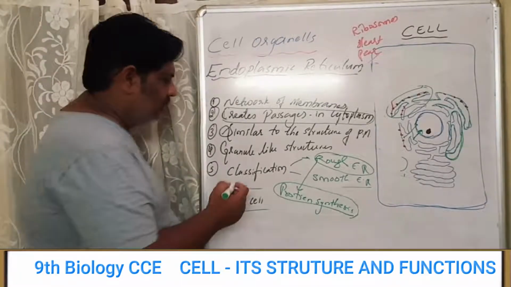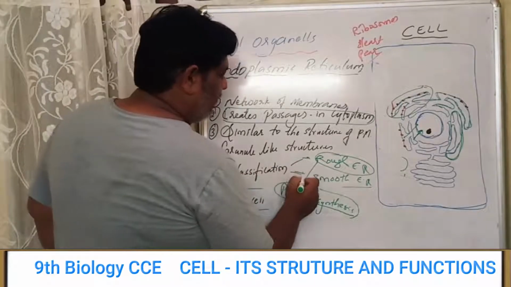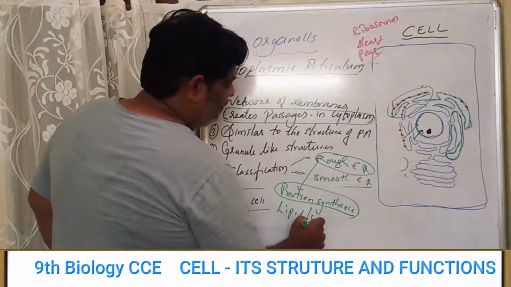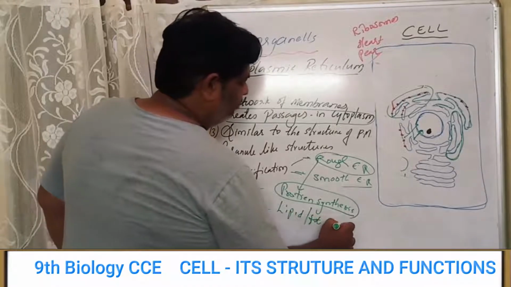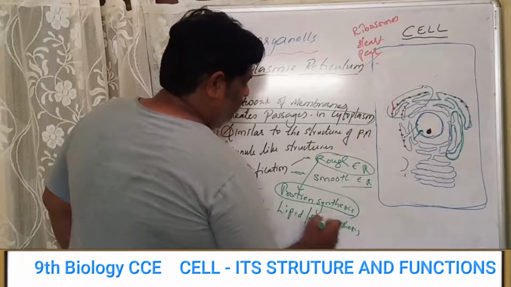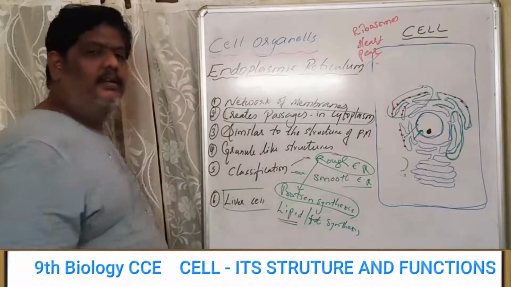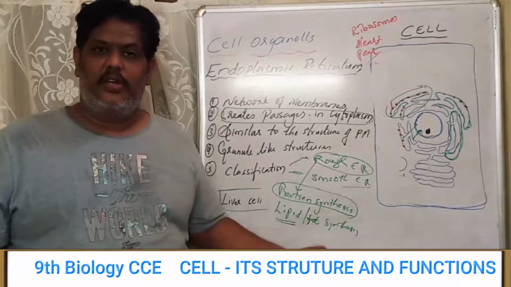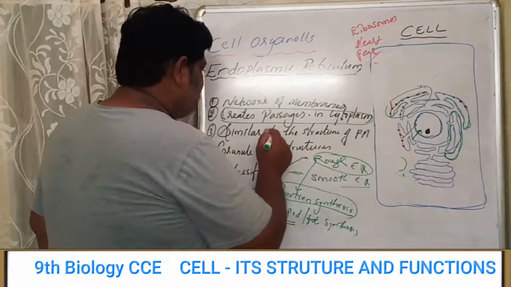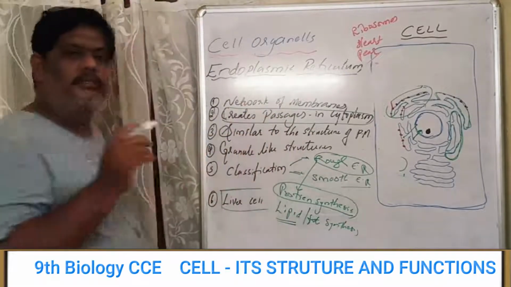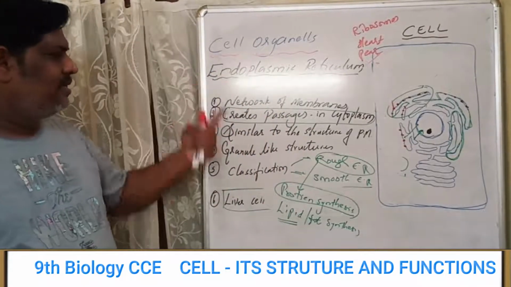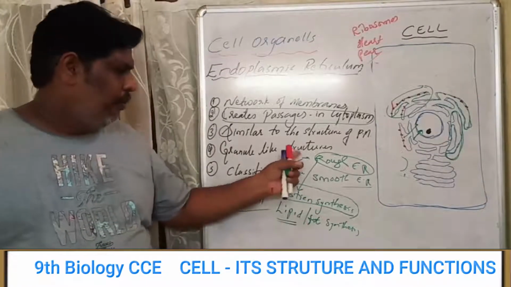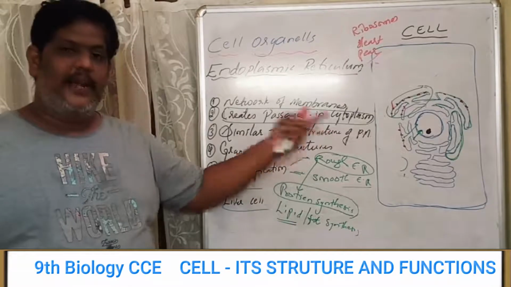And then coming to the smooth endoplasmic reticulum, they are the sites for lipid synthesis. Lipid synthesis is nothing but fats. So fats are produced where? In the smooth endoplasmic reticulum. So this endoplasmic reticulum is helping in the synthesis of proteins and also fats. Both are prepared in the endoplasmic reticulum.